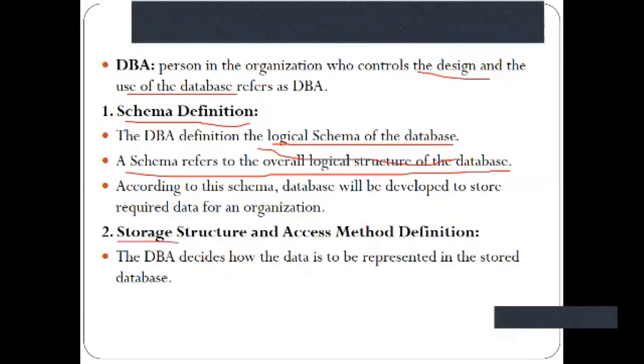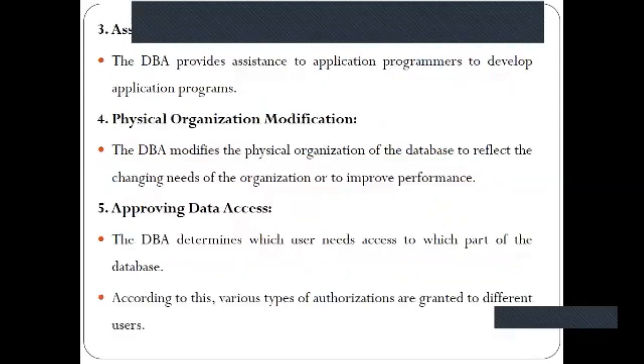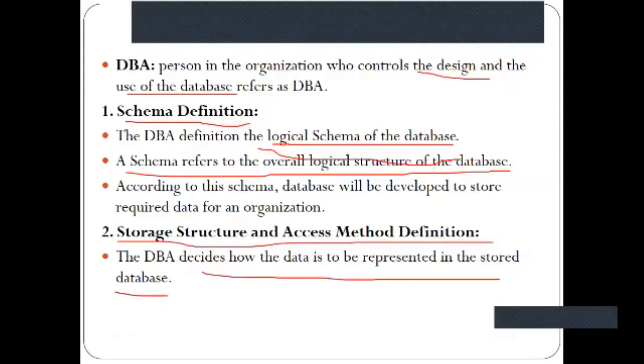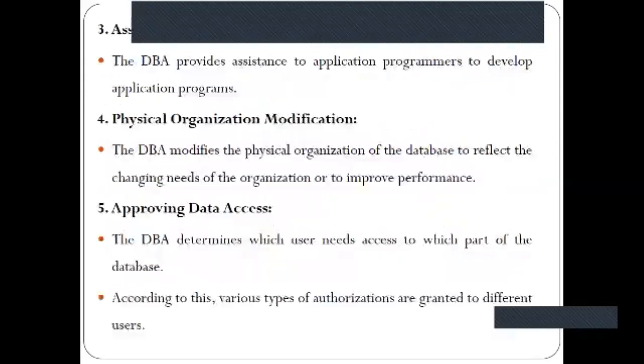Next is storage structure and access method definition. Here the database administrator decides how the data is to be represented in the stored database. That is nothing but storage structure and access method. Next is assisting application programmers. Here the DBA provides some assistance to the application programmers to develop their application programs.